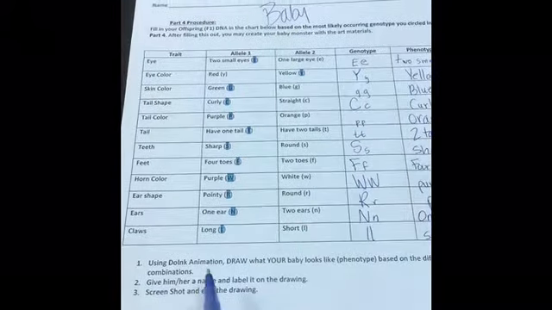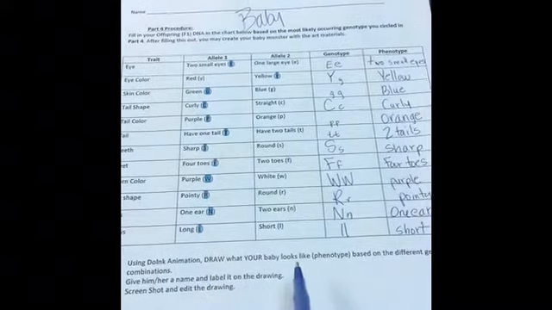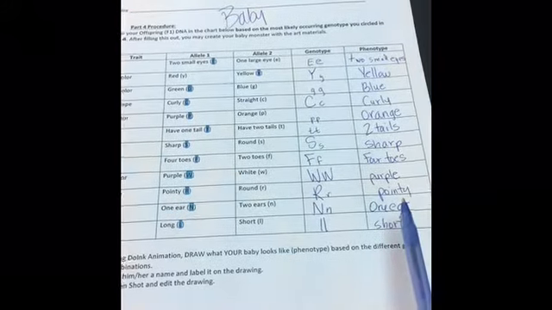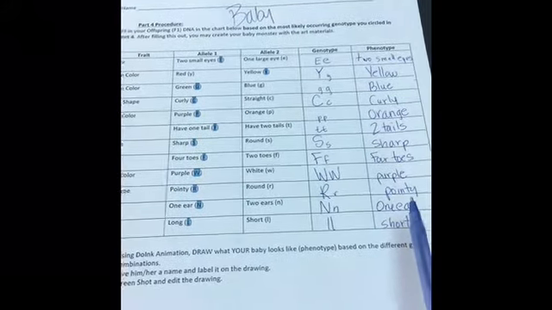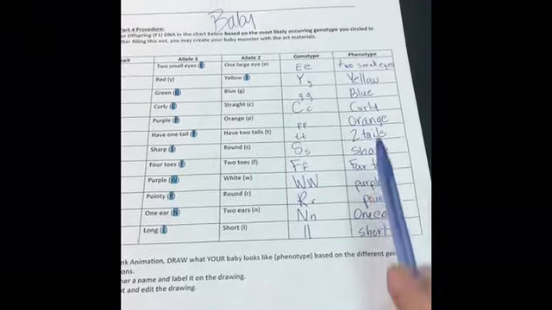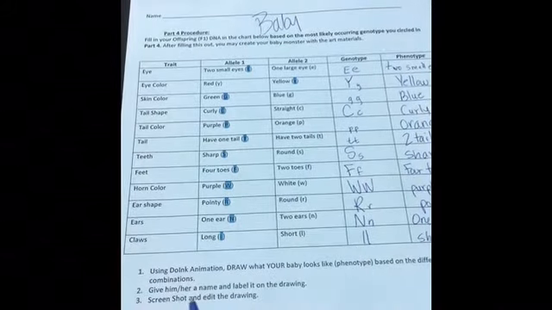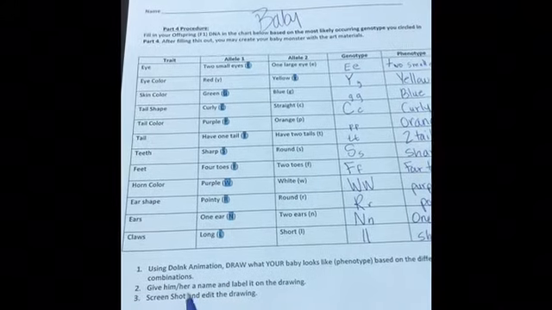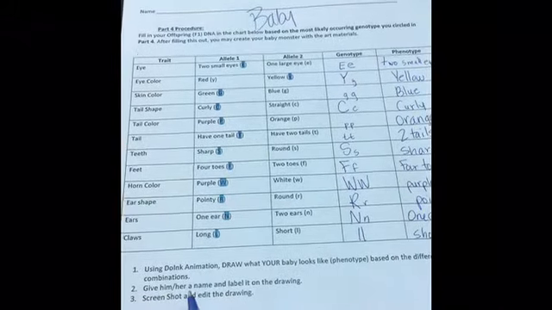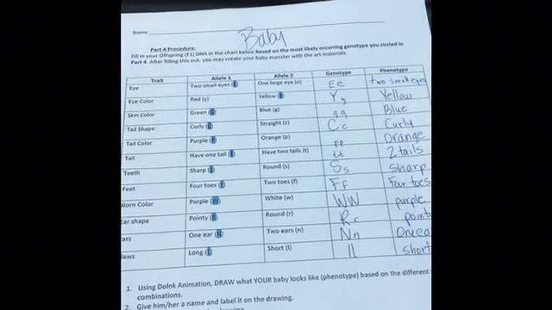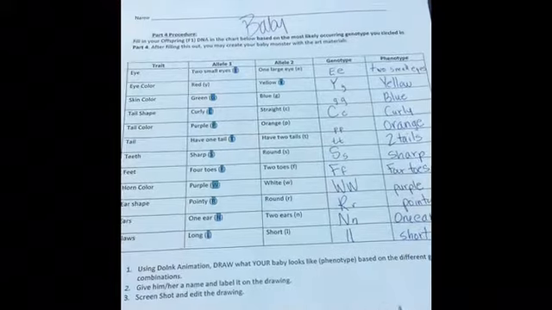So your job now is to go to Doink and draw what your baby looks like based on these phenotypes. Remember, you can add anything you would like as long as these phenotypes are included. You need to give him or her a name based upon whether you flipped for a boy or a girl, and then screenshot it. So by the end of the day, you should have a screenshot of mom, a screenshot of dad, and a screenshot of baby.